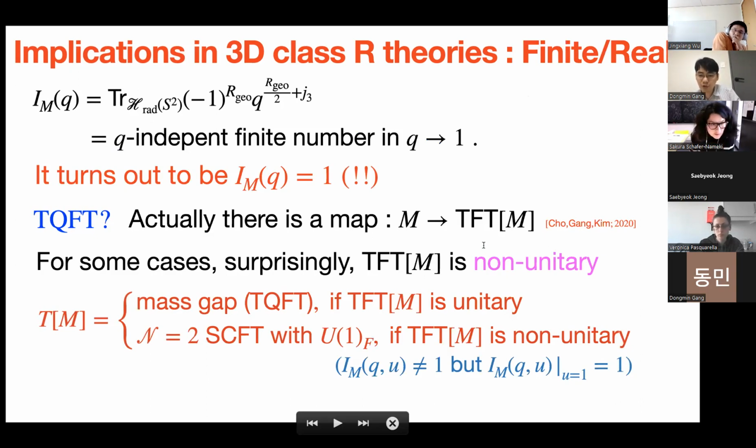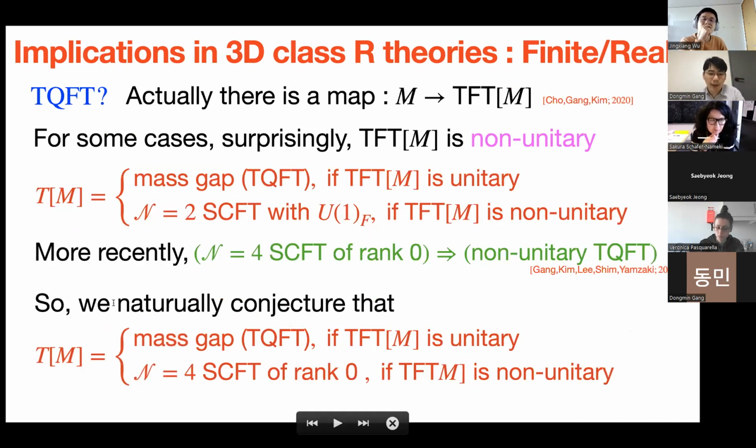So how do we interpret these cases? We expect that when the resulting TQFT is unitary, the theory actually becomes gapped and flows to the unitary TQFT. And when the TQFT is non-unitary, we expect that it actually flows to an N equals 2 CFT with additional flavor symmetry. The index is actually not 1, but if we turn off this additional fugacity, then the index becomes 1.